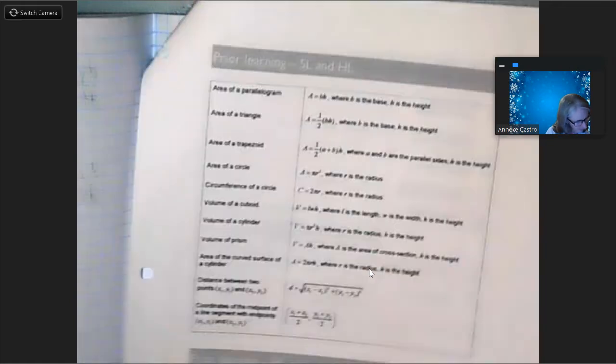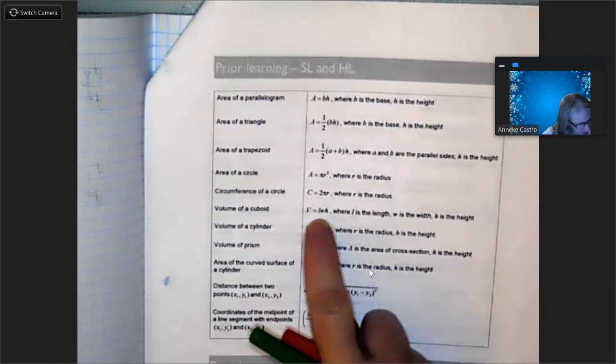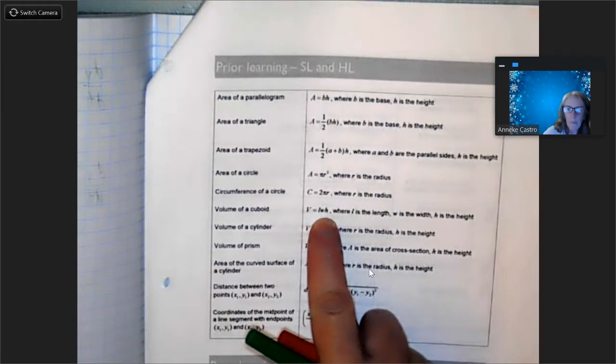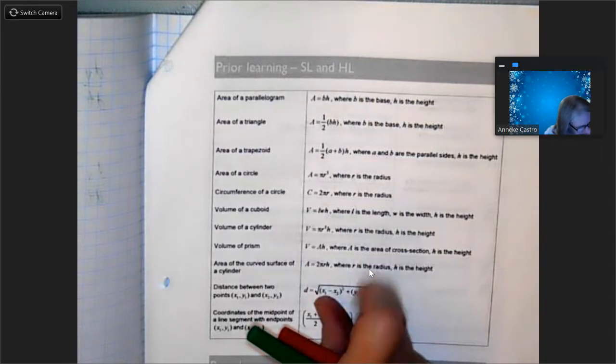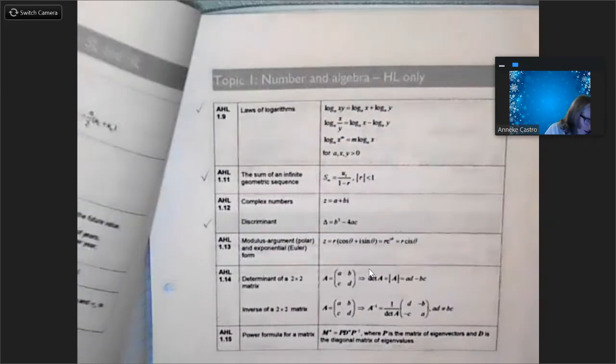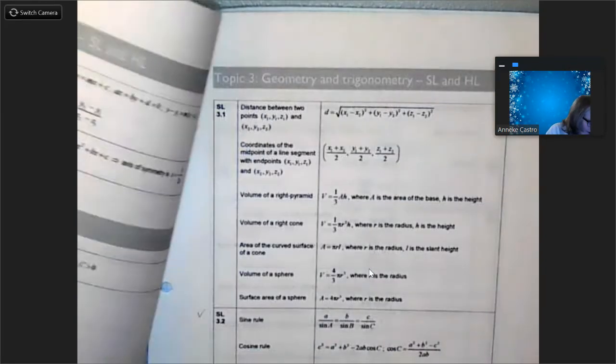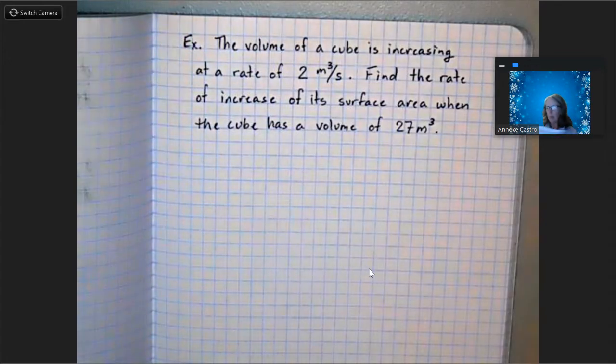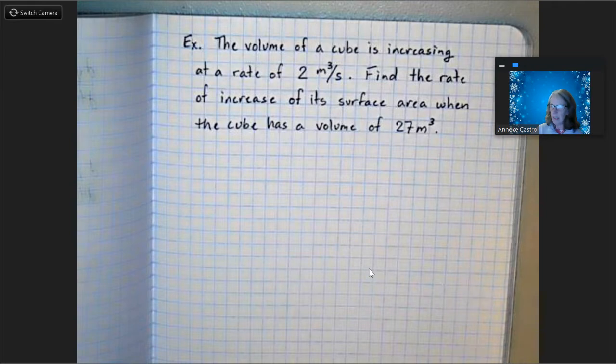Yeah, they have a cuboid, which is length times width times height, but for a cube, the length, the width, and the height are all the same. Okay, and then surface area, do they have any surface areas in here? Doesn't look like they do, but surface area of the cube is easy enough. Well, that's kind of funny. I thought they might have more of those formulas in here, but it doesn't look like it. Okay, but that's all right. We can figure this out.